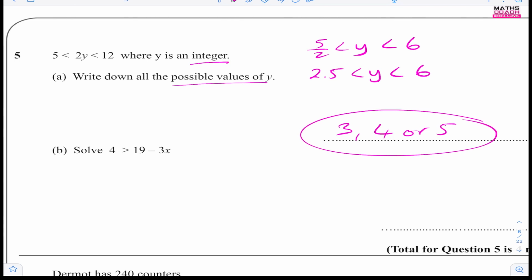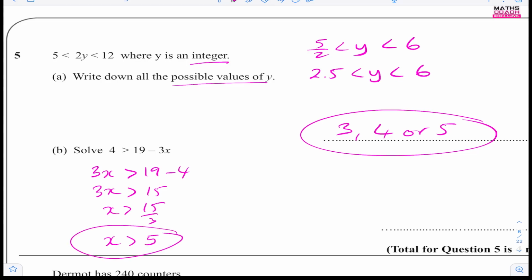Part B, solve. 4 is greater than 19 minus 3x. First thing, we're going to take this minus 3x onto this side to make it a positive, and we're going to take the 4 over to the other side. So we're going to have 3x is greater than 19 minus 4. 3x is greater than 15, and x is 15 over 3, and therefore x is greater than 5.